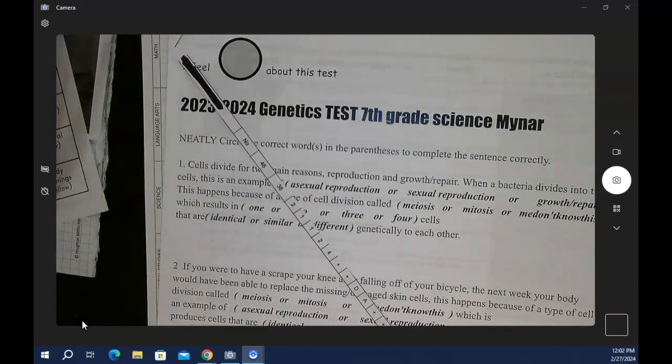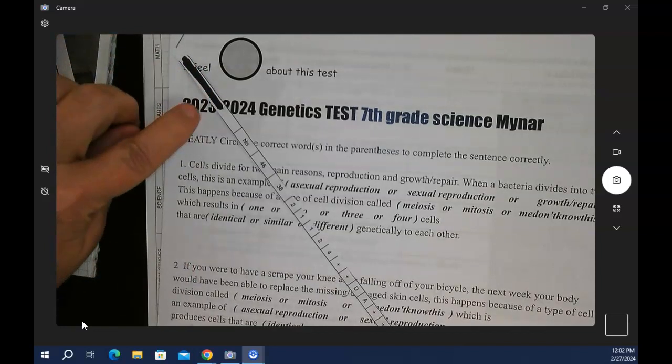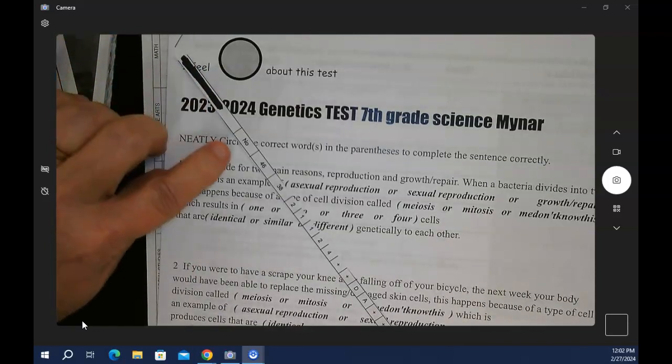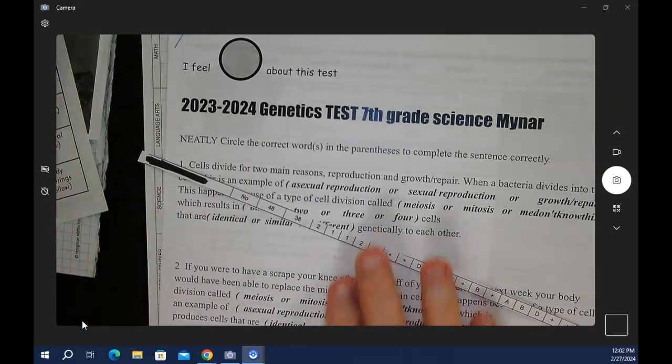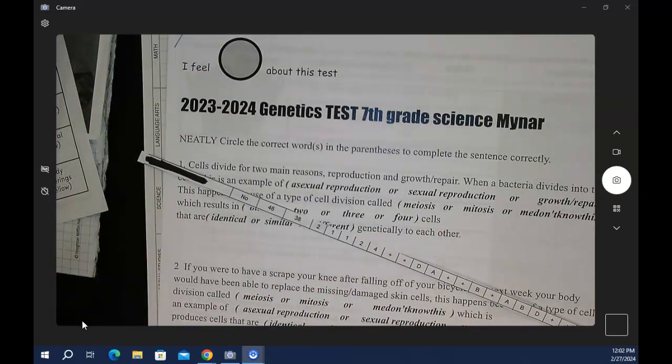I blacked out the person's name here because I'm just using this as an example. The first box that you see has a yes or a no. That means, did you pass the test? If you made 70 or better, it says yes. If you made less than 70, it says no.